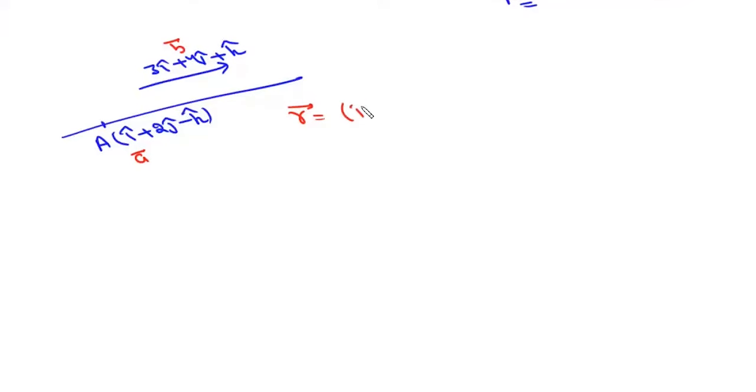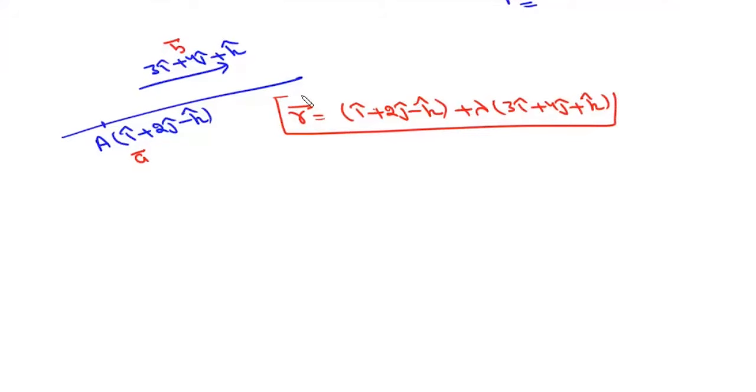Say for example, suppose we have to find the equation of a line which passes through the point A, which is i plus 2j minus k, and which is in the direction of the vector 3i plus 4j plus k. Here this is your A and that's your B. So we can write the equation as R equals i plus 2j minus k plus lambda times 3i plus 4j plus k. So this is the equation in vector form.